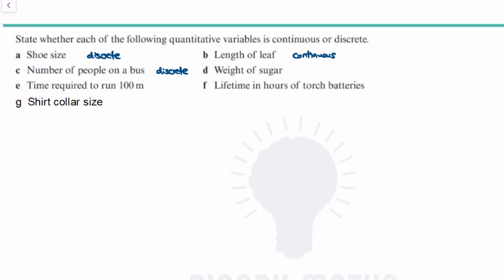Weight of a bag of sugar, again, that's continuous, you can measure to different degrees. Time required to run 100 meters, again, anything to do with time is continuous. Lifetime in hours of torch batteries, even though it says hours, it's still time, isn't it? So it's going to be continuous. Shirt collar size is going to be discrete because you can only buy it in certain sizes, obviously.